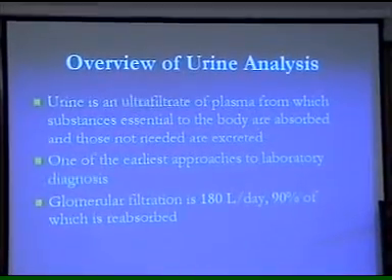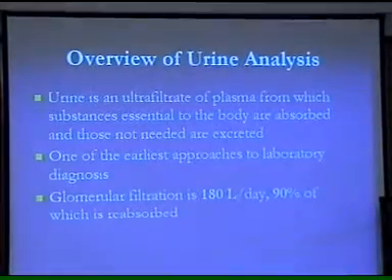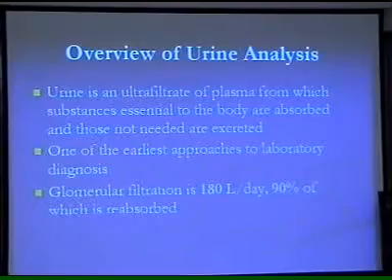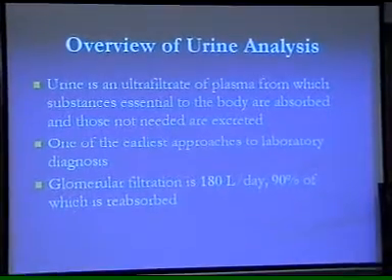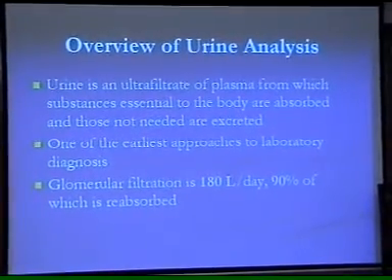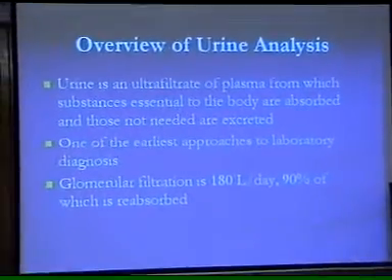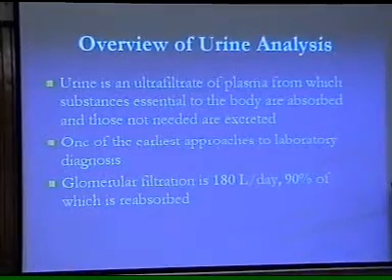Overview of the urinalysis: you all know it's an ultrafiltrate of the plasma. So the substances in the plasma are filtered through the glomerulus into the kidneys, and the vital substances are reabsorbed and the toxic substances are excreted out. Glomerular filtration rate is 180 liters per day, and 90% of it is reabsorbed.